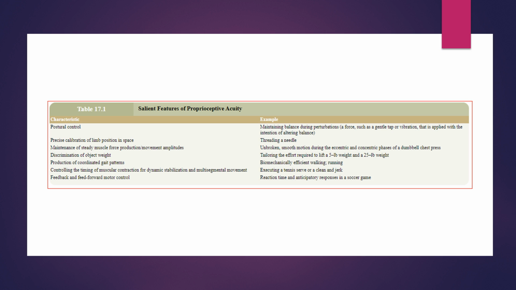So this table is just talking about the salient features of proprioceptive acuity, looking at postural control and how we maintain balance during perturbations, such as a force or gentle tap or vibration that's applied with the intention of altering our balance. And so looking at each of these, and the production of coordinated gait patterns. An example of that would be biomechanically efficient walking or running. It's really just looking at and monitoring our biomechanics along with that.